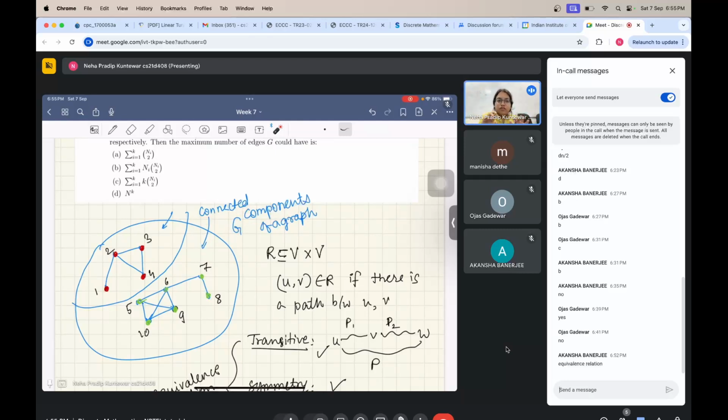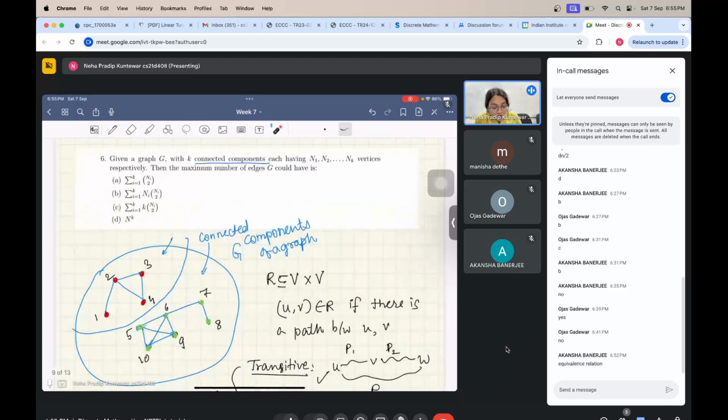Given a graph, you can always partition it into components that are connected by themselves, but across any two components they are not connected. So what is the question? You are given a graph G which has k connected components, and the number of vertices in each of them are n1, n2, and so on up to nk. The question is, what is the maximum number of edges that this graph could have?